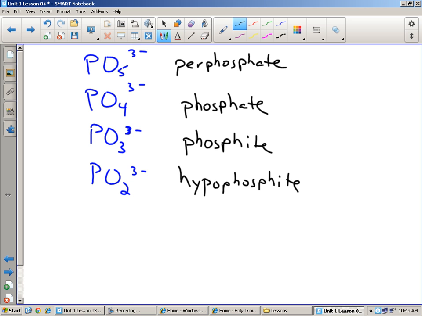You might say, well, what about PO3 minus? And the answer is that's as far as we go. Okay. So based on that, you can adapt it to what you need to have. So don't forget that when we get to the naming compounds thing.